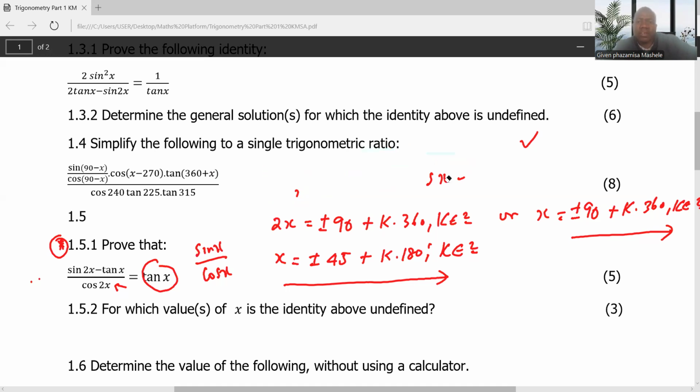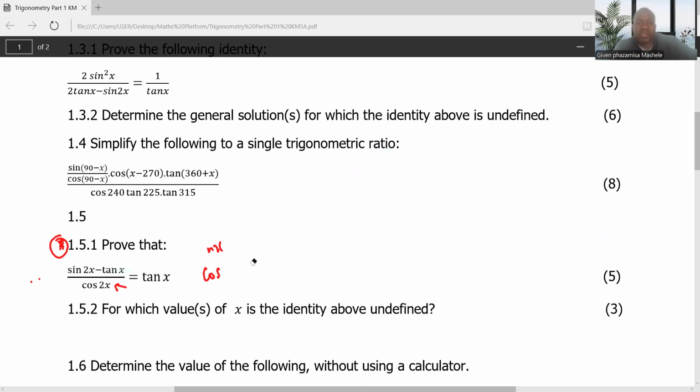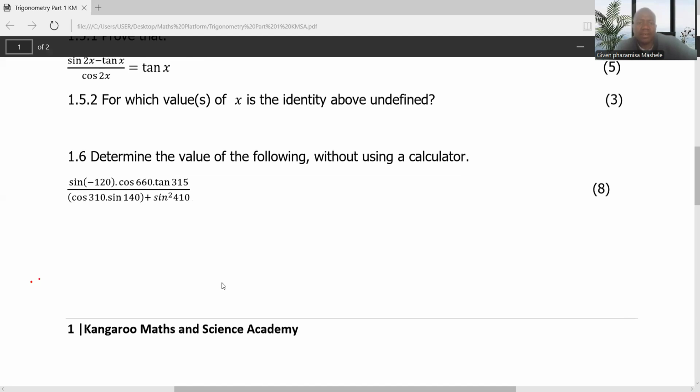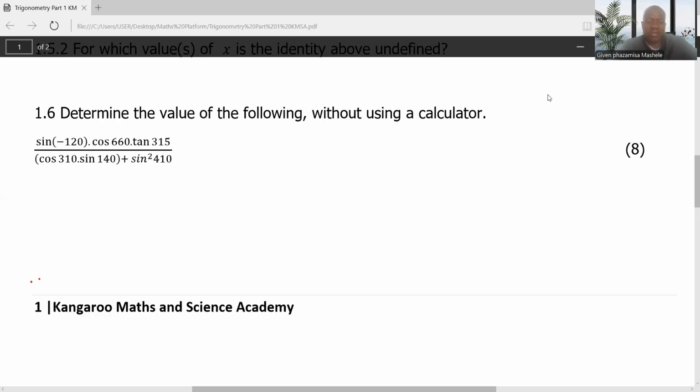For undefined, when you are given a fraction, the denominator should be 0. You solve the general solutions of the expression if you are not given an interval. Okay? The next one, out of 8, this is also applicable for grade 11s. It says determine the value of the following without using a calculator.